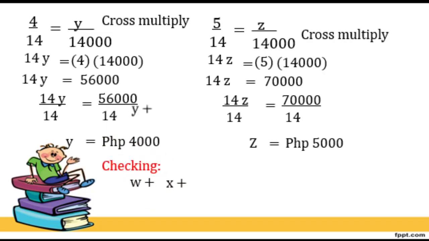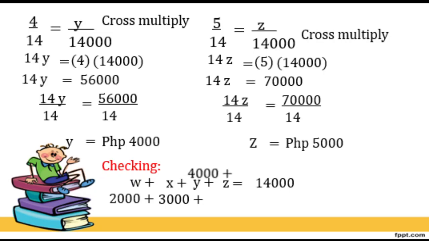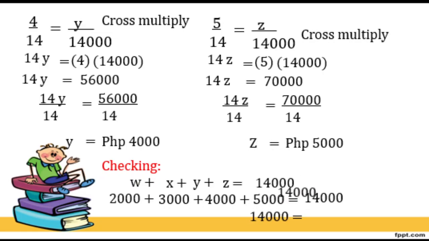Okay? So to check, so you have the W, X, Y, and Z. W plus X plus Y plus Z, which is equal to 14,000. So for the W it is 2,000 plus the 3,000 plus the 4,000 plus the 5,000. So the result is equal to 14,000. Therefore, the share of each child is 2,000, 3,000, 4,000, and 5,000 respectively, with a total of 14,000. So that is for partitive proportion. So 14,000 is equal to 14,000.